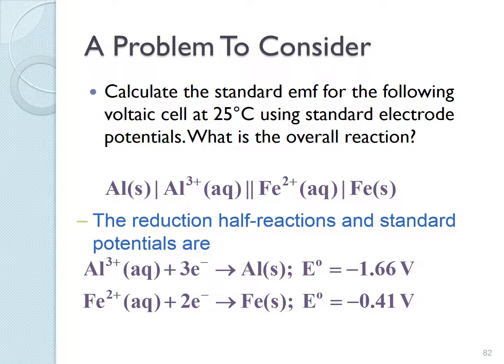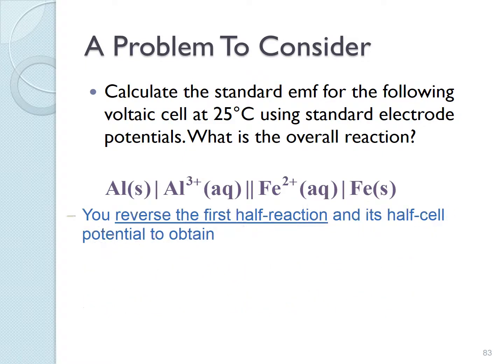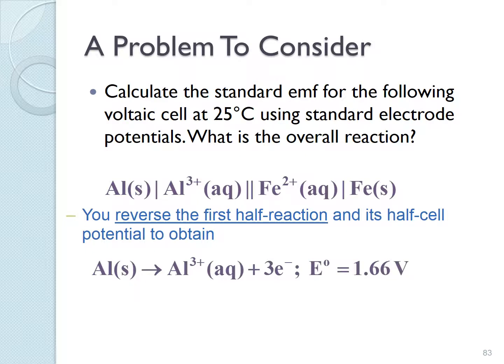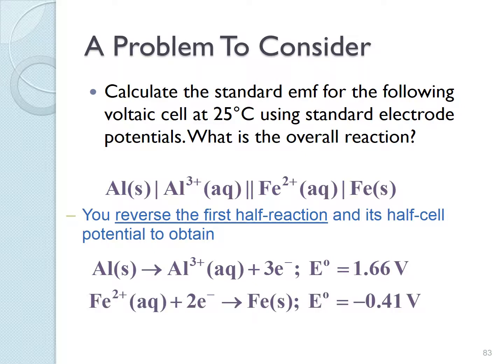Which is 1.25. But let's do it by reversing. Let's see what happens on the next slide. So if we reverse the first half reaction and its half cell potential, so aluminum being oxidized has an E naught of 1.66. We keep the second the same. It has a potential of negative 0.41.